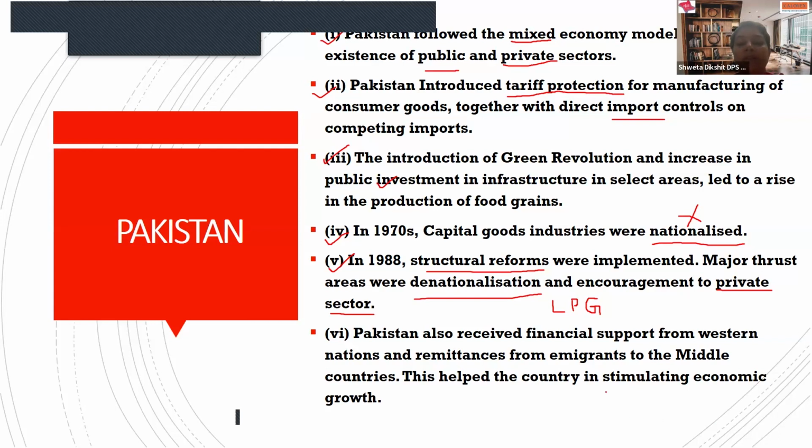Many times it has been recorded that the growth in GDP could only be possible with the receiving of a lot of remittances, which were added to the national income of Pakistan. So I hope you have understood how the Chinese and Pakistani economies work and what strategies they followed.